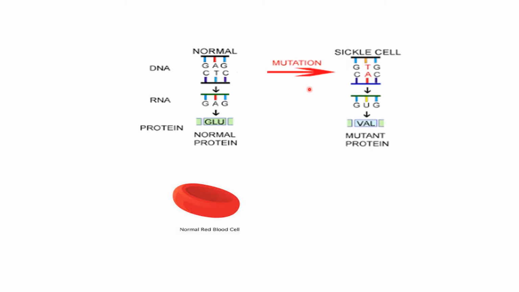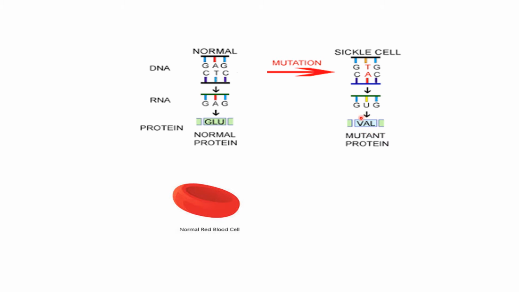If glutamic acid is present in the beta globin protein, then the protein is normal. If the protein is normal, then the structure of RBC is normal. That's a disc-shaped biconcave structure. In case of the mutation in sickle cell, the A is replaced by the T. जब A को T ने replace किया, then it will code for the codon GUG. जब normal था तो GAG था, that is glutamic acid. अब abnormal है, now it is GUG. By this mutation, it codes for the amino acid called valine.